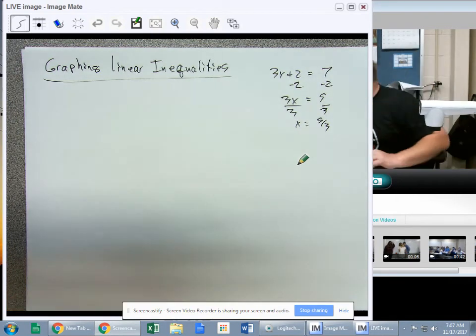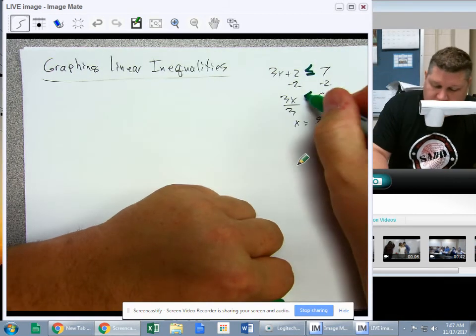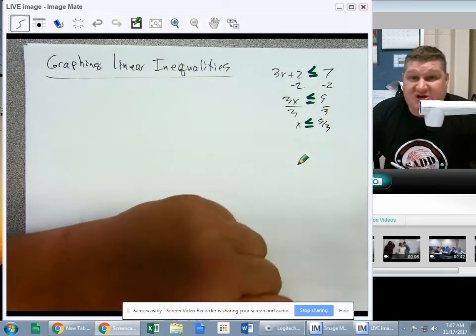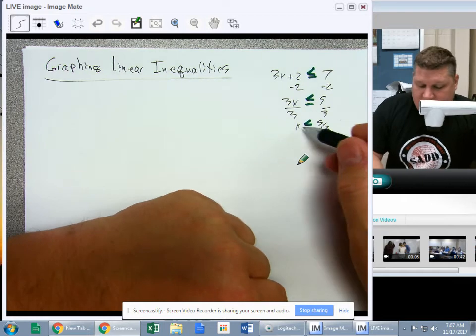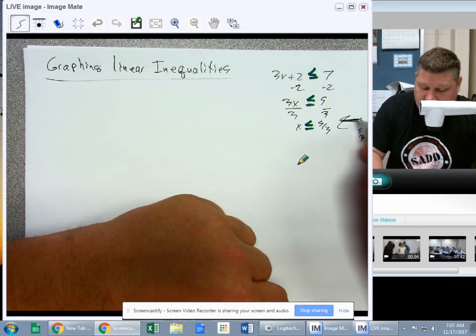If, on the other hand, I have less than or equal to, I don't change anything. I still subtract 2. I still divide by 3. I still get this. The only difference is how I graph it. Again, closed circle at 5/3, and x is less than, so I shade that way.